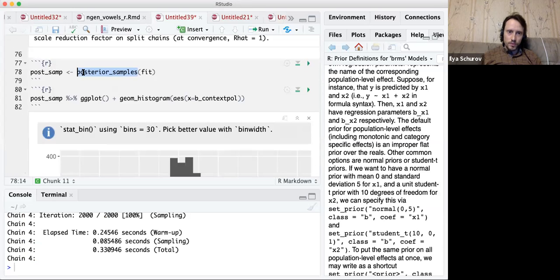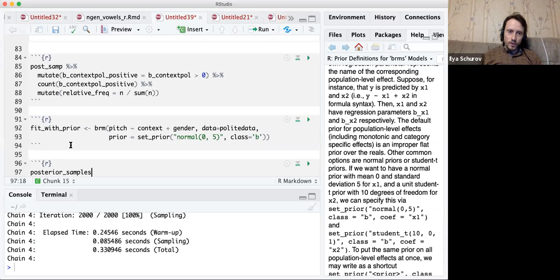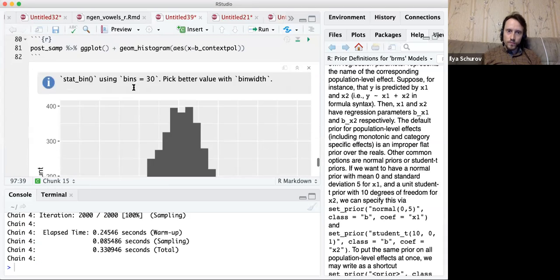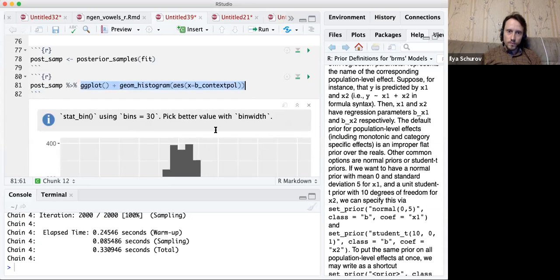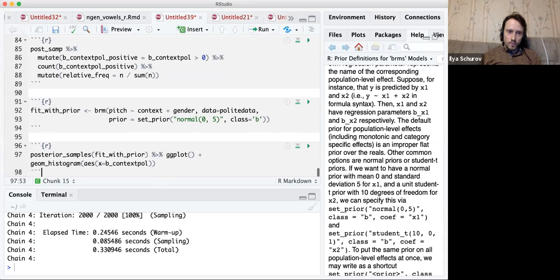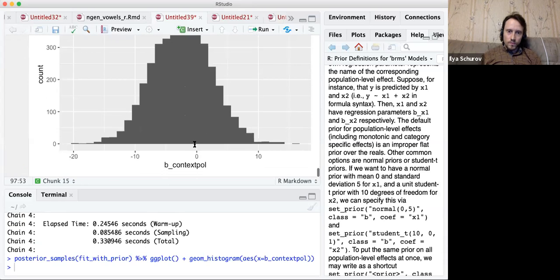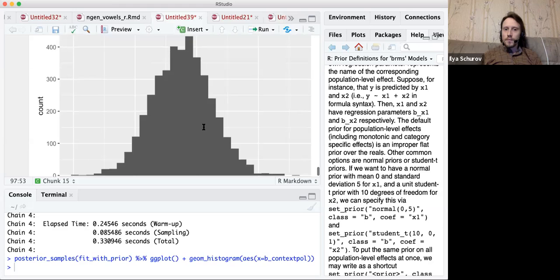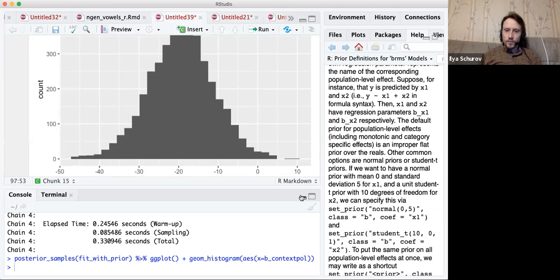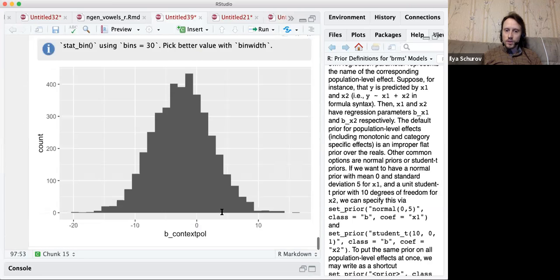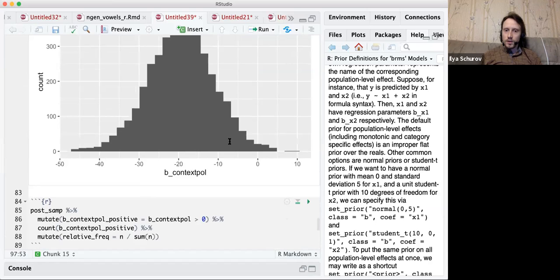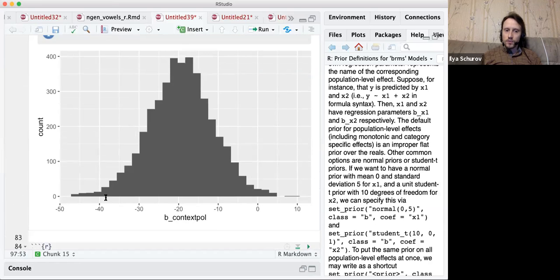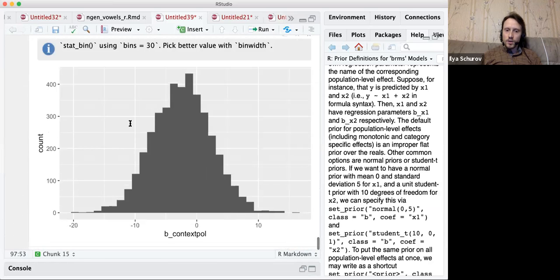I will use posterior samples, and I will use the same code to draw the histogram. Fit with prior. Okay, we see that with this prior, indeed, the graph is shifted a little bit to the right. Previously, it was from -40 to 0, and now it is from -15 to 10.